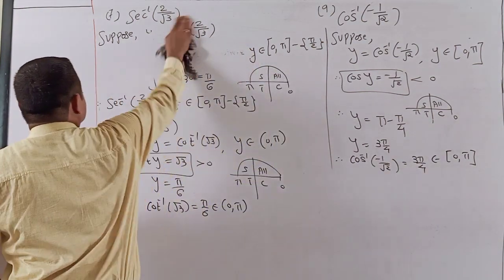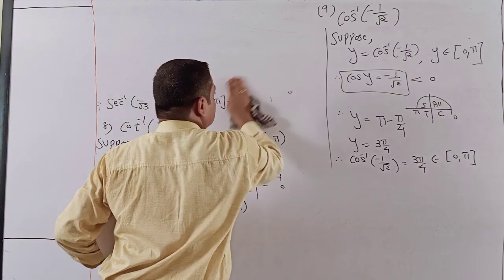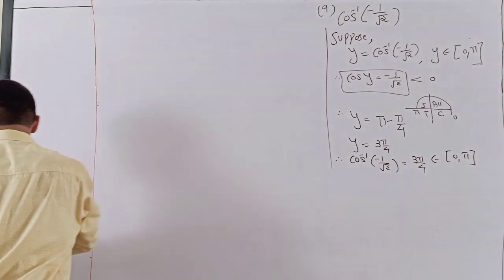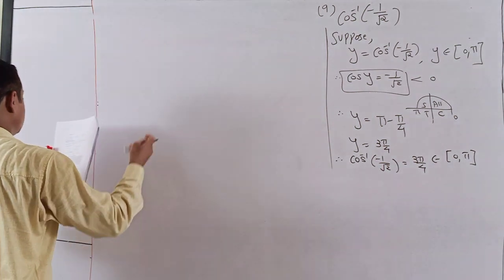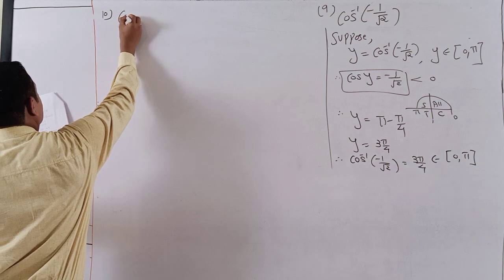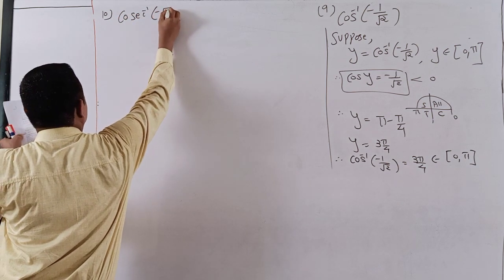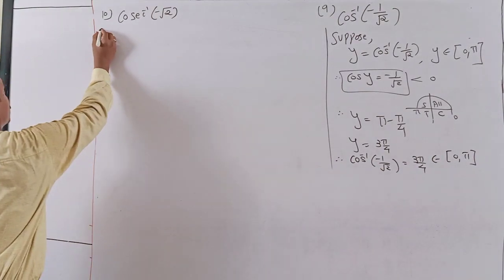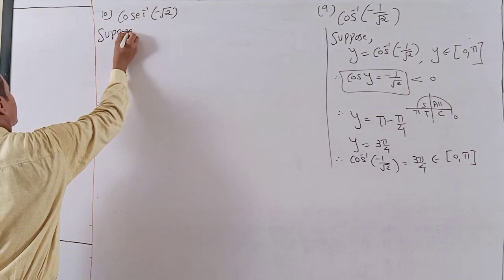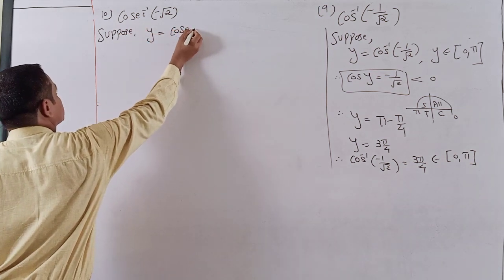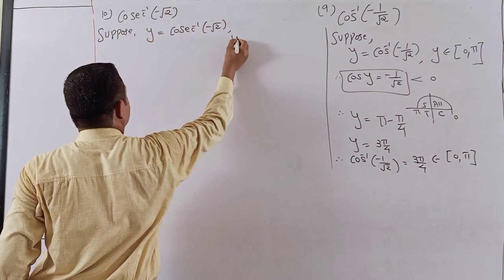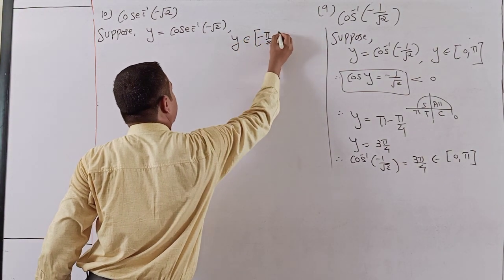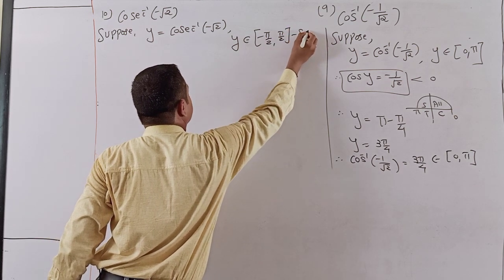Continue, move ahead. Question number 10. Similarly, cosec inverse of minus root 2, students. So, similar explanations. Suppose y is equal to the given question, where y belongs to, what is the range of cosec inverse? Close bracket, minus 90 to 90, minus 0.